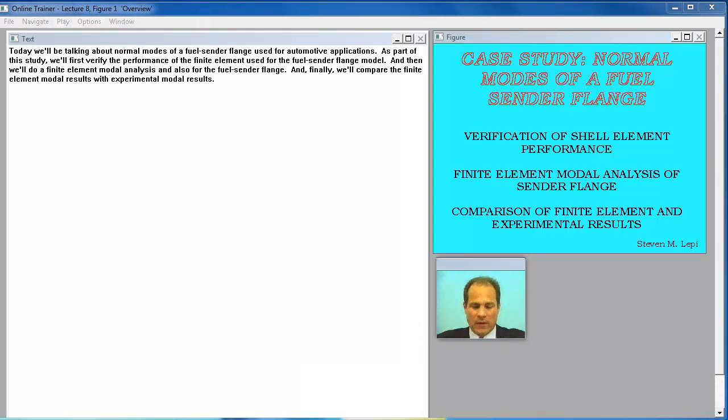Today we'll be talking about normal modes of a fuel sender flange used for automotive applications. As part of this study, we'll first verify the performance of the finite element used for the fuel sender flange model, and then we'll do a finite element modal analysis of the fuel sender flange. And finally, we'll compare the finite element modal results with experimental modal results.